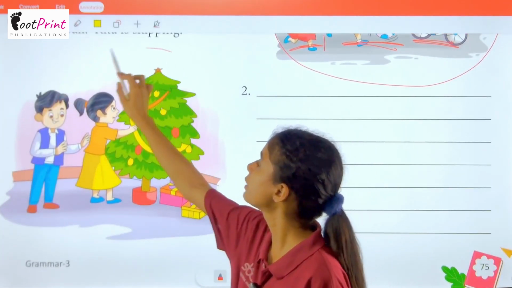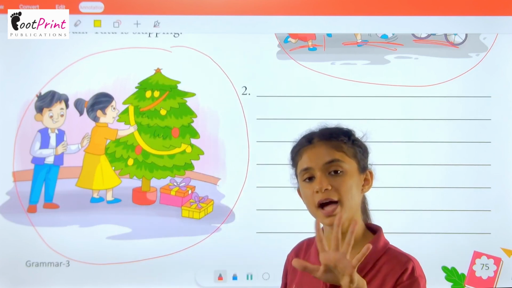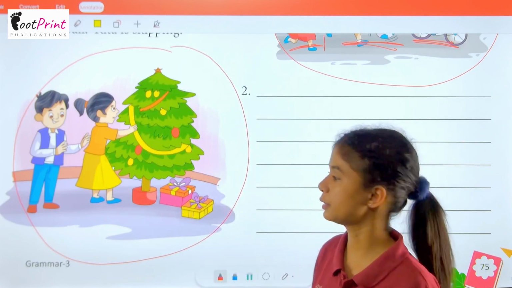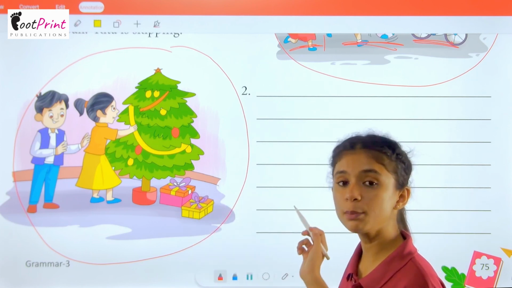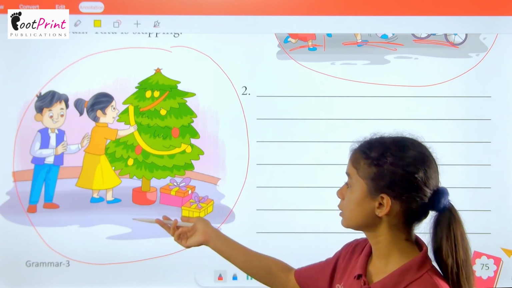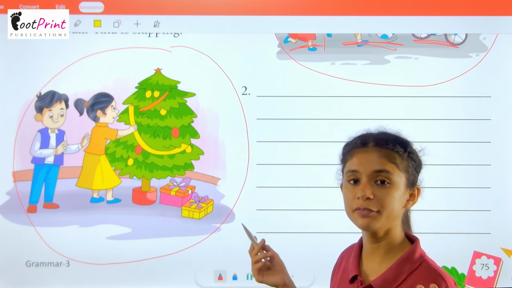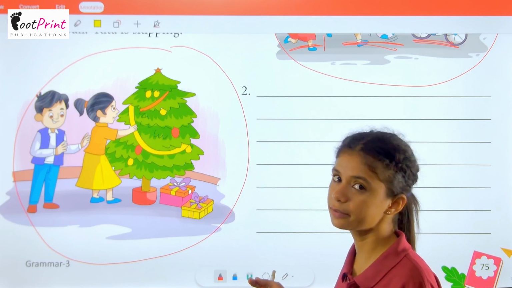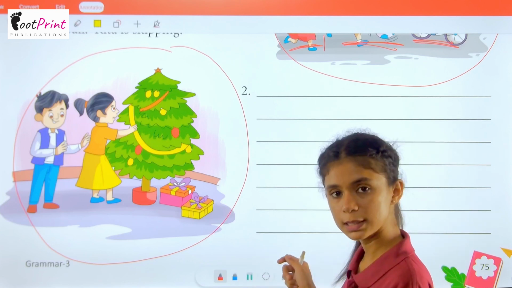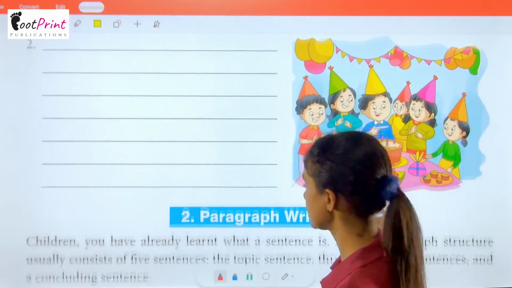Now, we have this picture of a Christmas day. You have to write 5 lines about this picture by yourself. You can see this tree, so you can say it is the time of Christmas and children are decorating their Christmas tree and they have gifts around their tree. They are dressed up in very good dresses and they are very excited. Just like this you have to describe this picture and the others also.